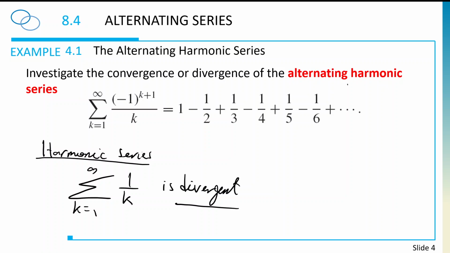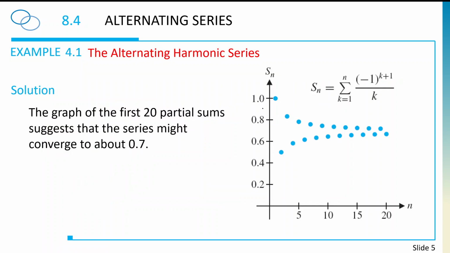What if we add an alternating part to this sequence? What will happen? This is what we need to check first. This is the graph of this alternating harmonic series. It looks like it's going somewhere around 0.7, as you see. Now, we need to learn how to check that.